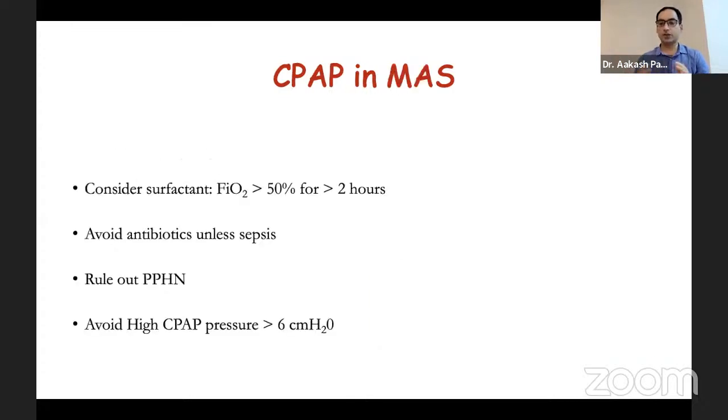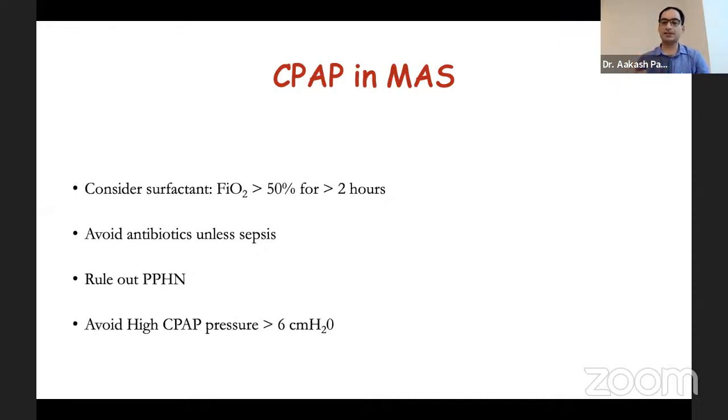Now, CPAP has also been used in meconium aspiration syndrome, and it is effective. The indication being that whenever the FiO2 goes above 50%, that signifies moderate to severe MAS, and these babies can be started on CPAP as early as possible. Do not use antibiotics in meconium aspiration syndrome because it is inflammation, not infection. Do not label sepsis as always the cause of deterioration in any patient, especially in meconium aspiration syndrome. The commonest cause of deterioration in these babies is PPHN and not infection.